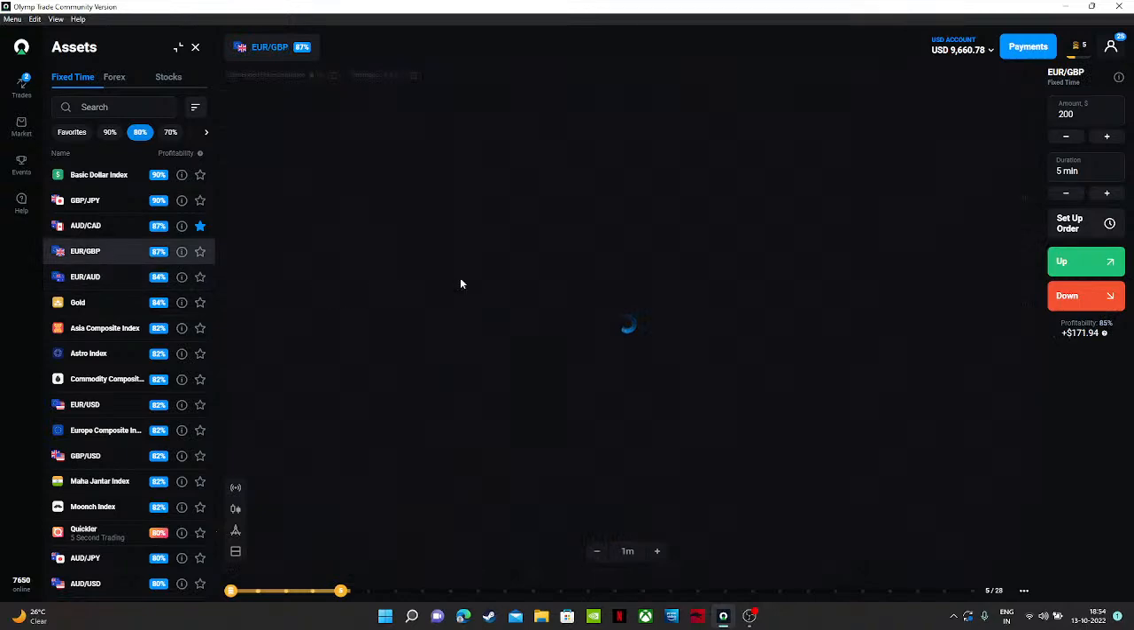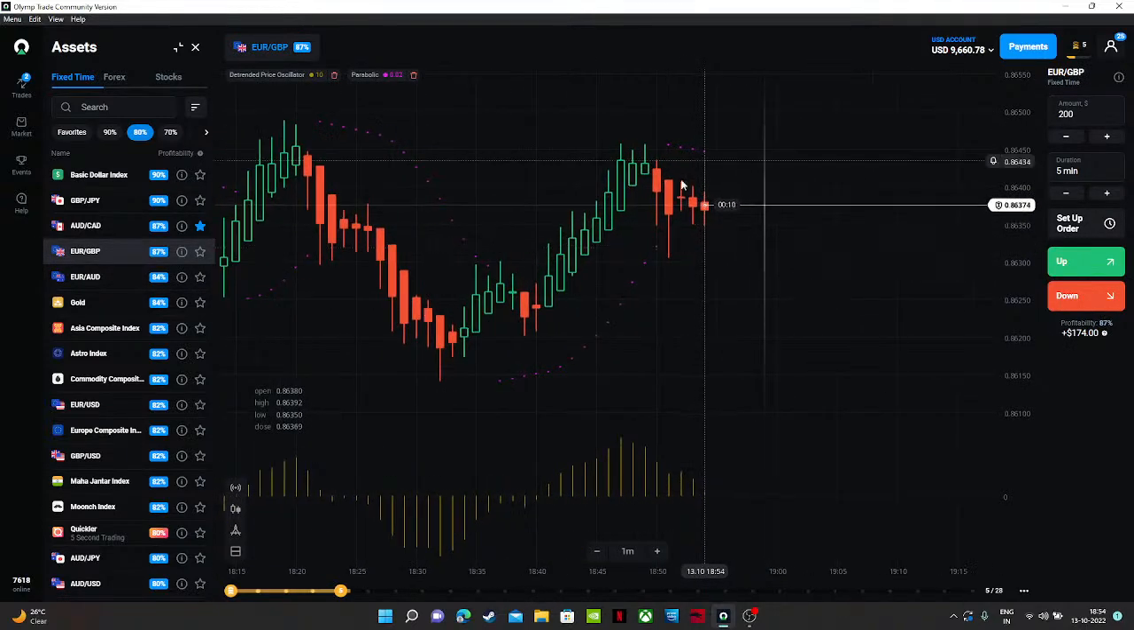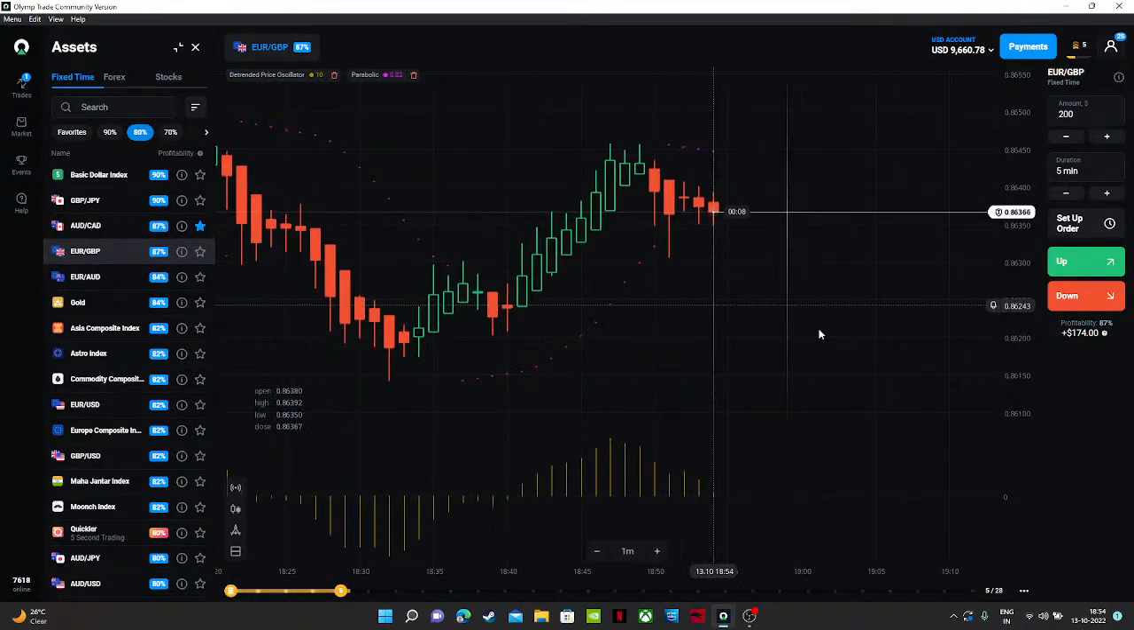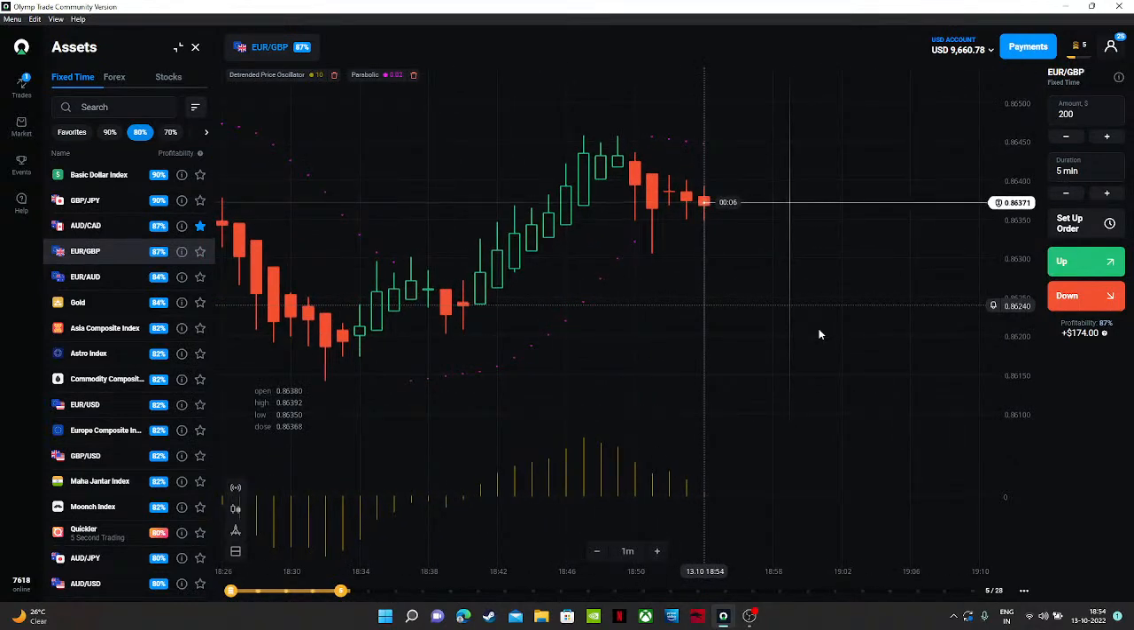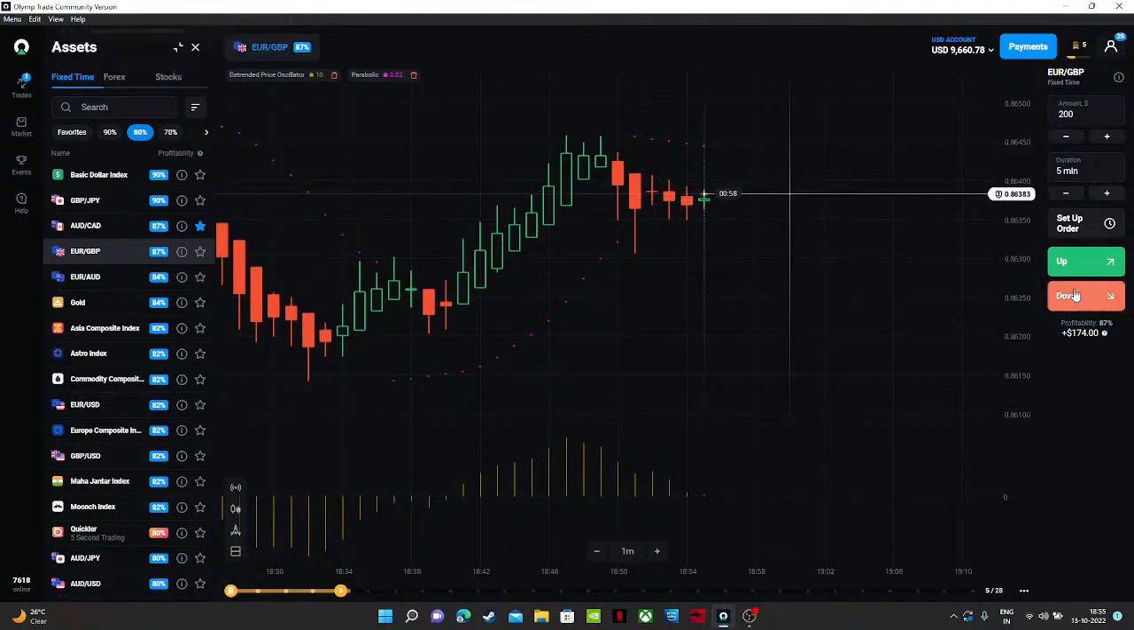Euro GBP, the parabolic has shifted, the candlesticks have changed their color, and the DPO bar will also shift on the downward side of the zero line. So I think we can enter into a downward trade here. Horizon strategy. Okay.